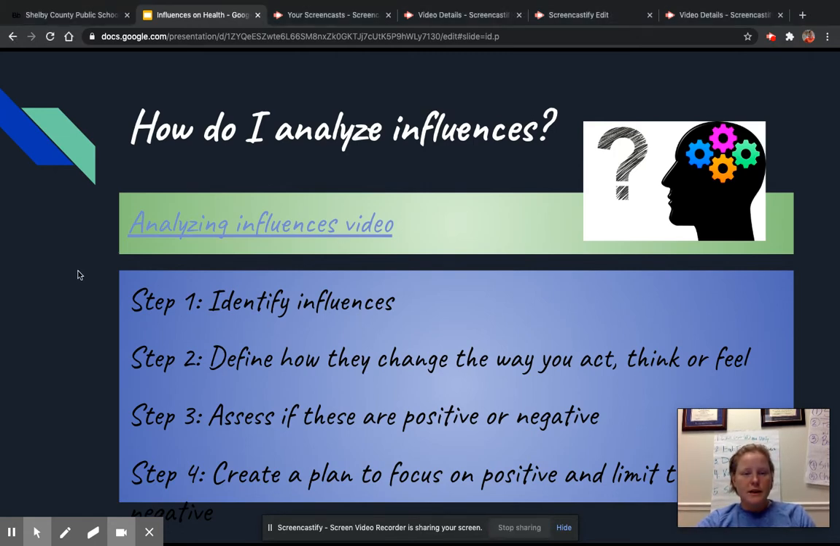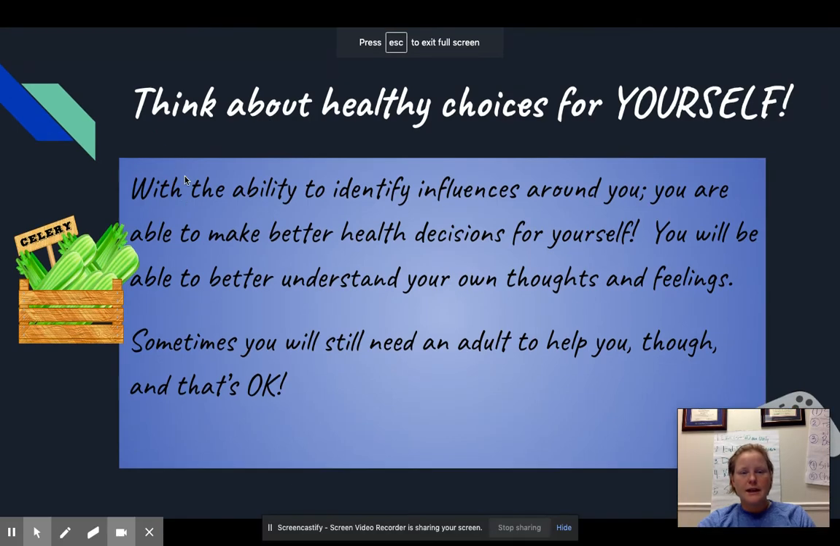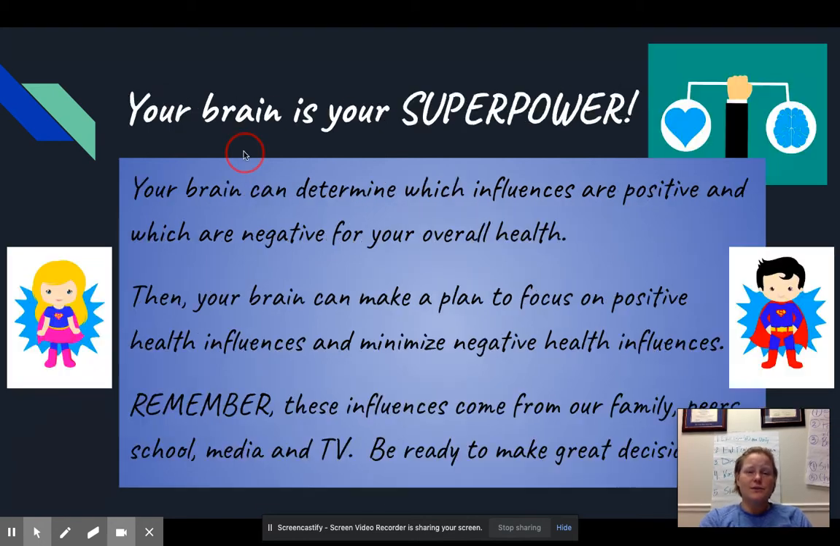Okay, so we're going to go to the next slide here. Think about healthy choices for yourself. With the ability to identify influences around you, you are able to make better health decisions for yourself. For the example of the macaroni and cheese commercial, you probably have seen a macaroni and cheese commercial, but you'll be better able to understand your own thoughts and feelings. Sometimes you're still going to need to have an adult or a grown up help you make healthy choices and decisions, and that's okay too.